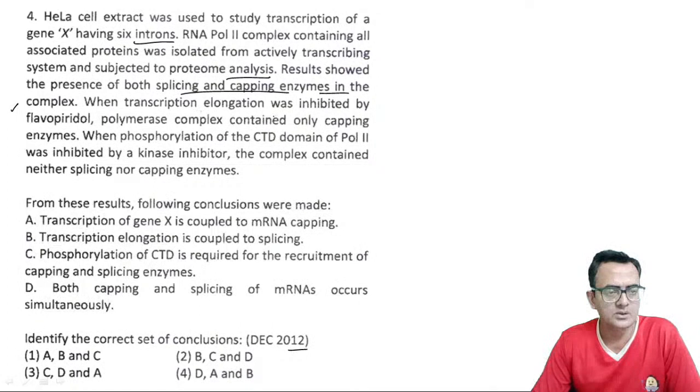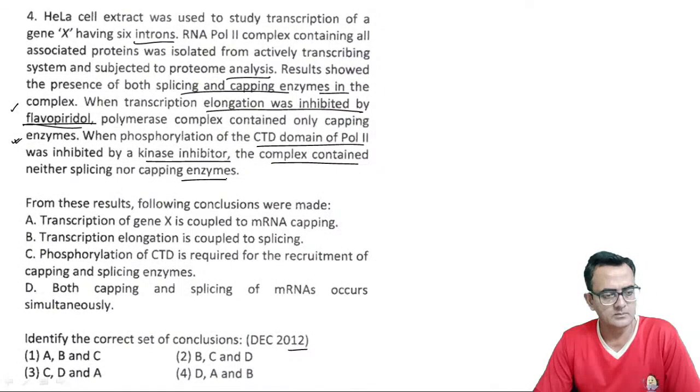When transcription elongation was inhibited by some antibiotic, suppose here the transcription elongation is inhibited by flavopiridol, the polymerase complex contained only capping enzymes, right? This is one thing. When the phosphorylation of the CTD of polymerase 2 was inhibited by a kinase inhibitor, the complex contained neither splicing nor capping enzyme, right?